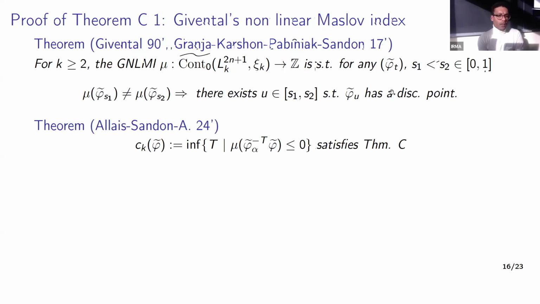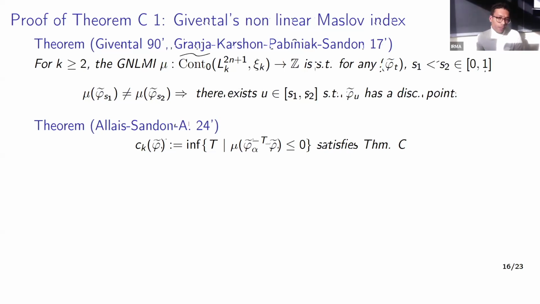And then the definition of our spectral selectors. So yes, I didn't say, the first one to define the nonlinear Maslov index was Givental, on the real projective space. And then this was generalized by Granja, Karshon, Pabiniak, and Sandon for lens spaces. And then how we define our selectors: we take the smallest t such that the nonlinear Maslov index of phi alpha minus t phi is less than 0. And then we have to show that this map satisfies all these 6 properties of Theorem C.